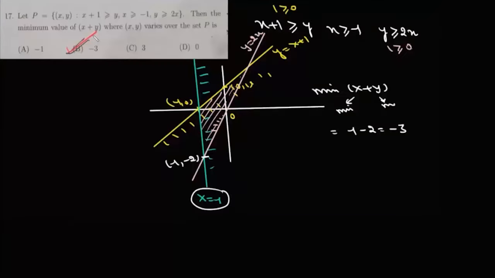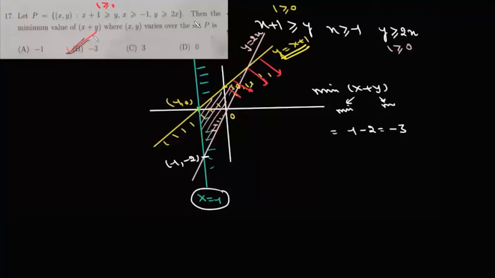And in question number 17, we are given a region and all the points in the region are given by this set. Then we need to find the minimum value of x plus y. Basically, it's an optimization problem. Now we can define the region. Now the first line is y equals x plus 1. Now if we put the origin here, we'll get 1 greater than or equal to 0. That means it satisfies the inequality. So the region will lie towards the origin. So it will be this side of this first line.